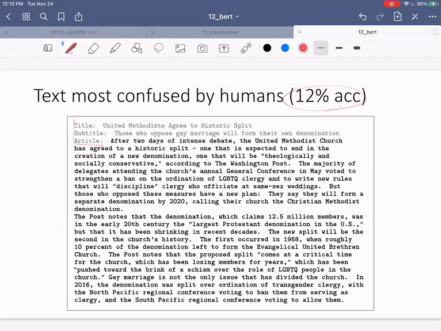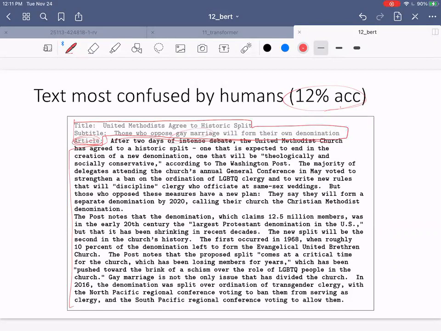The gray area was written by humans. Title: United Methodists agreed to historic split. Subtitle: blah, blah, blah. Article: this is the cue sign, then all the black text is generated by GPT-3. And obviously this is talking about a denomination of the United States Christian religion. They have a division within themselves based on which people oppose gay marriage and which people support gay marriage.